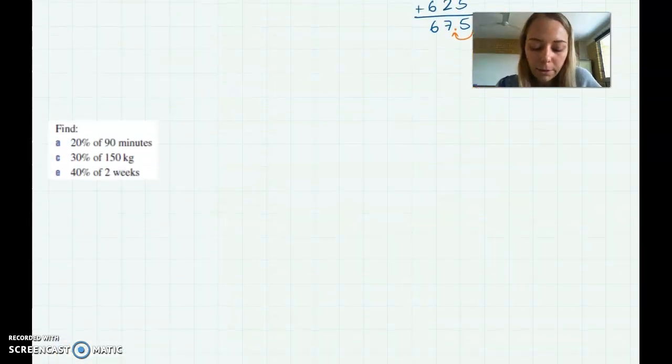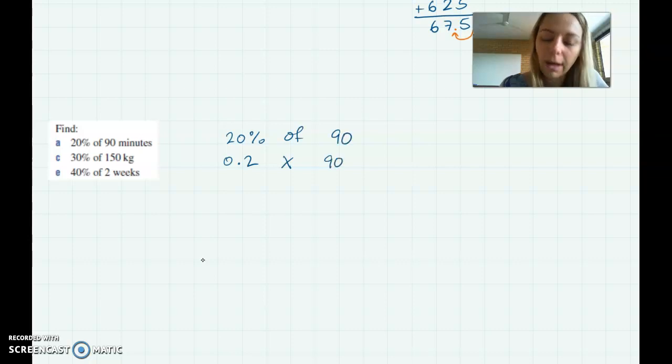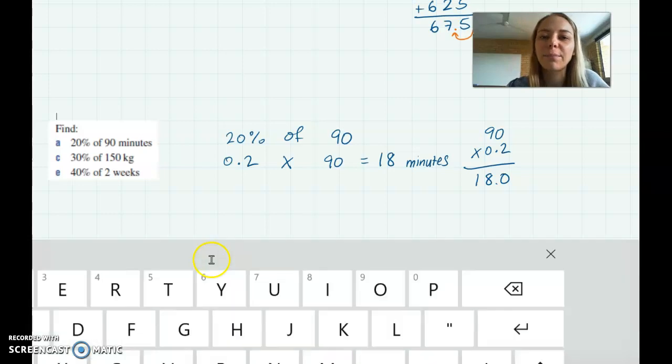The last type of example I have is those real world examples. 20% of 90 minutes, we can do the exact same thing. So 20%, I'm going to write as 0.2. Of, I'm going to write as times. 90, I will leave as 90. We do that multiplication off to the side so that we can keep our layout looking nice, and we get 18 minutes. Right, I'll leave C and E up for you, and I'll put the solutions up in a moment after you've tried them.